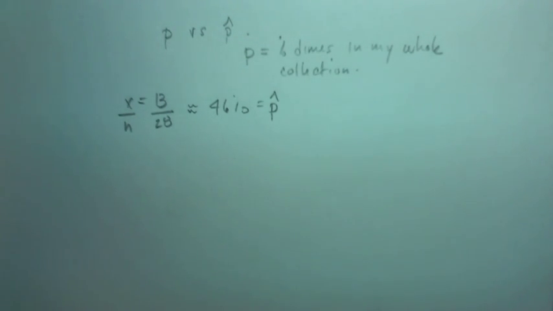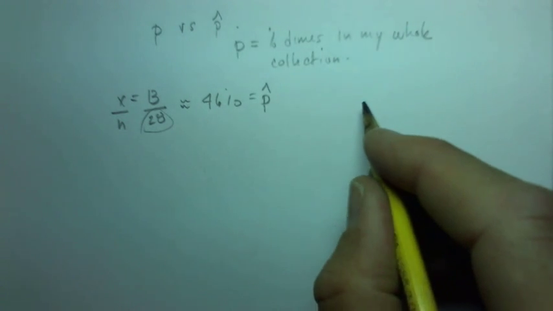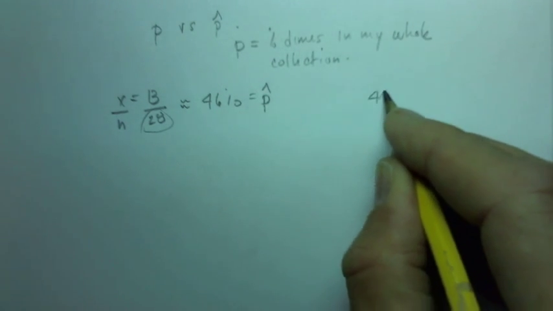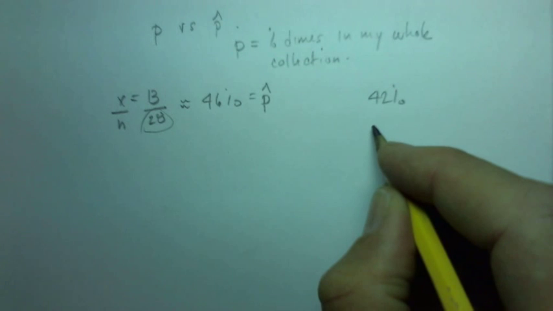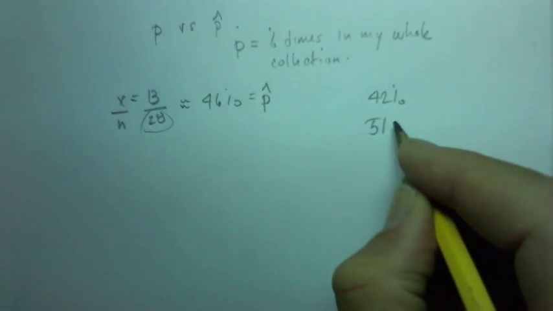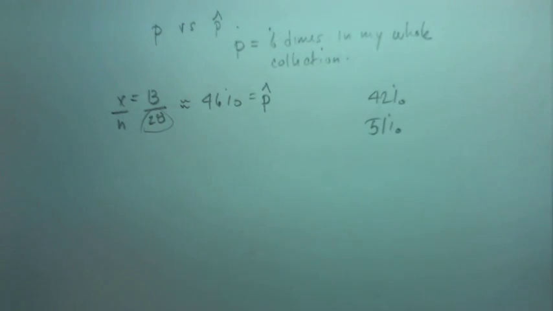In fact, if I stirred it up again and picked another sample of exactly 28 coins, the n would have to be exactly the same. But if I picked another sample of exactly 28 coins, I might get a different p hat. I might get a p hat of 42%. Another time I might get a p hat of 51%. I'd get different p hats all the time.